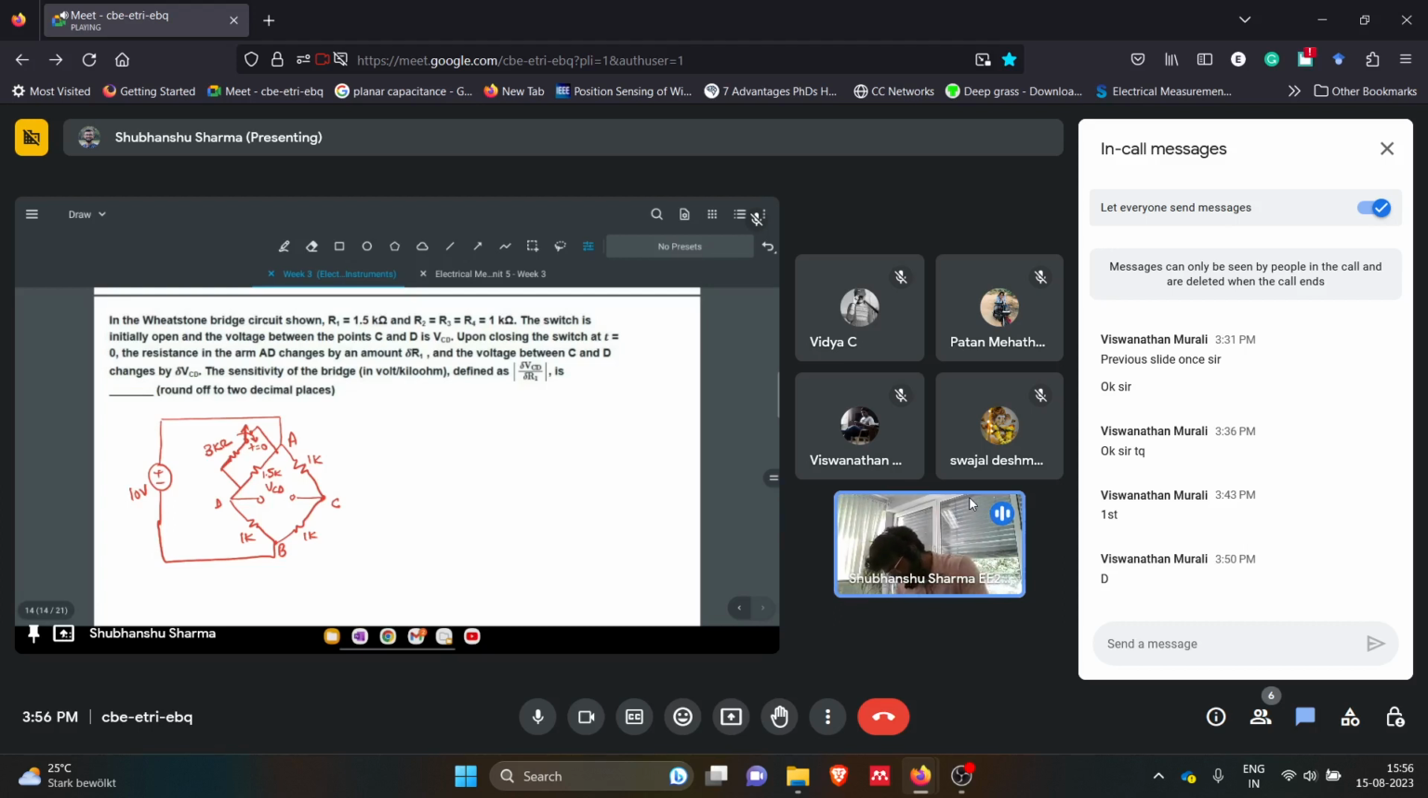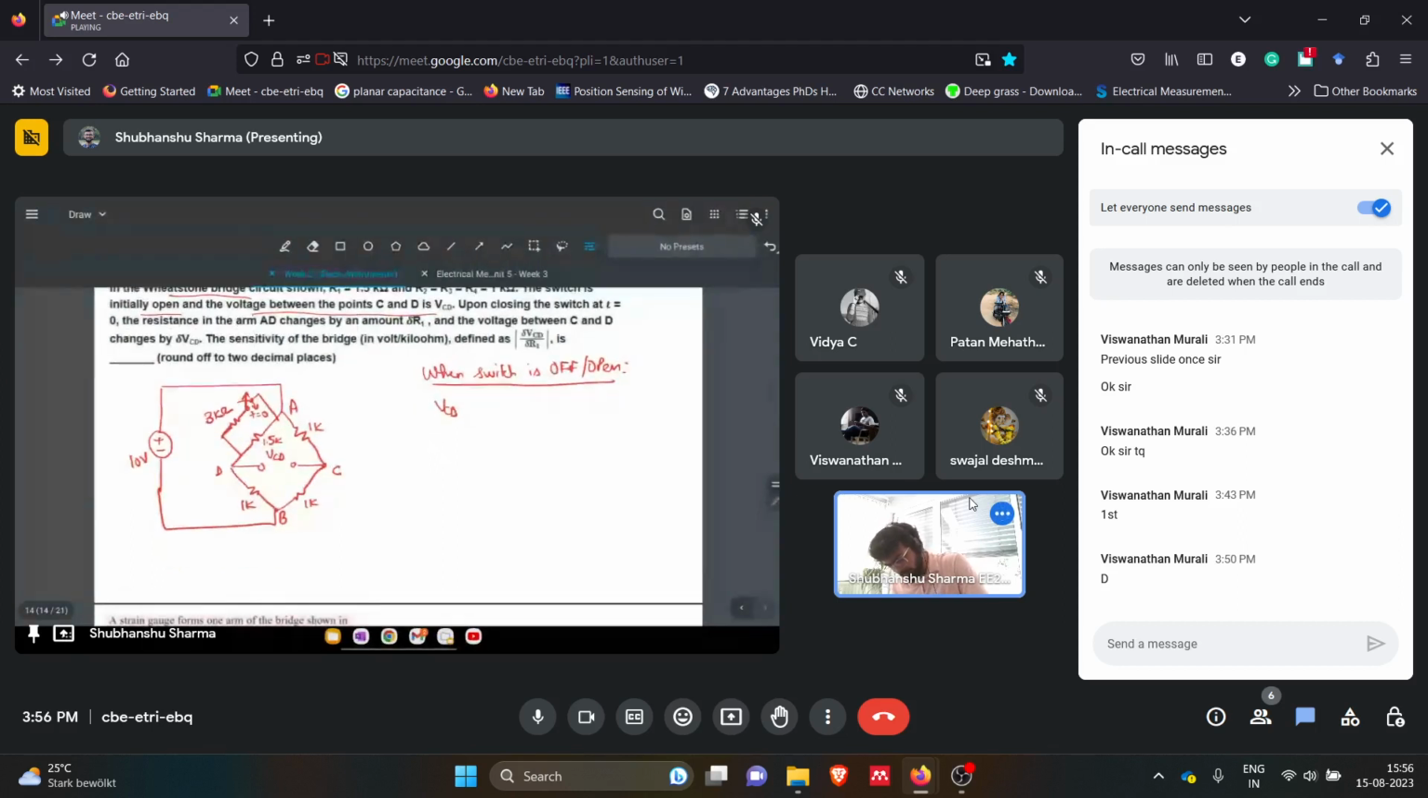So they are asking basically, this is a Wheatstone bridge and the switch is initially open, and the voltage between the points C and D is VCD. So when the switch is off or open, we have some VCD voltage between the points C and D. And when the switch is on at t equals 0, so this was t less than 0.